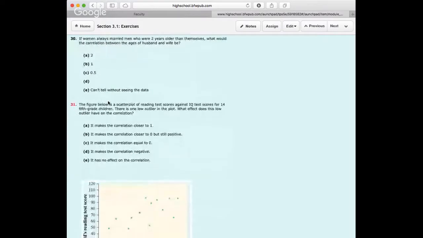Number 30, if women always married men who were 2 years older than themselves, what would the correlation between the ages of husbands and wives be? Wow, that's a little bit challenging, isn't it? And there's no D answer, I don't think. At least I didn't see that there. Okay, so let's take a look at this one.